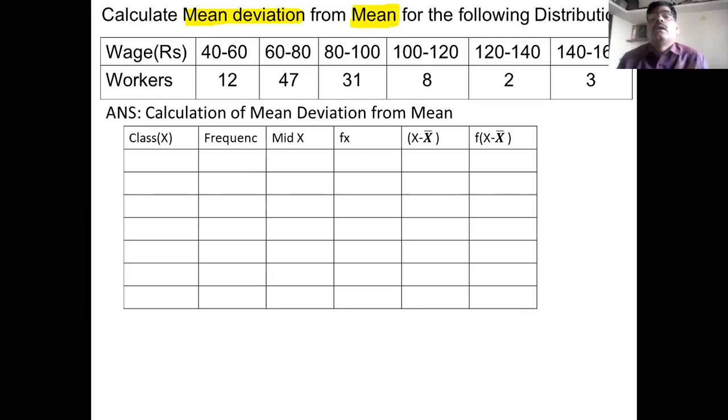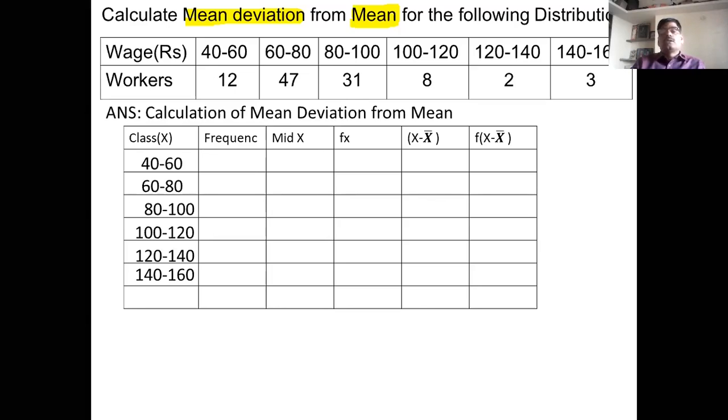Continuous series, inclusive or exclusive. Write the class: first class, second class, third class, 4, 5, 6. There are 6 classes. Write the classes. Frequency is 12, 47, 31, 8, 2, 3. Total is 103. Total frequency is 103.